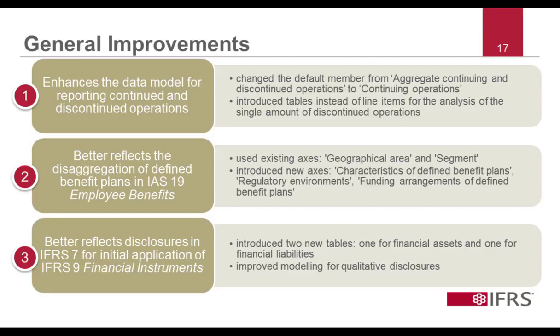The third general improvement area included changes to better reflect the disclosure requirements for financial assets and financial liabilities in IFRS 7, related to financial instruments presentation and disclosures, and to align the modelling of those disclosures with similar requirements in IFRS 17 insurance contracts. We believe that the consistency within the IFRS taxonomy helps people to understand how to tag the financial statement presentation and disclosure requirements that are similar in different standards.